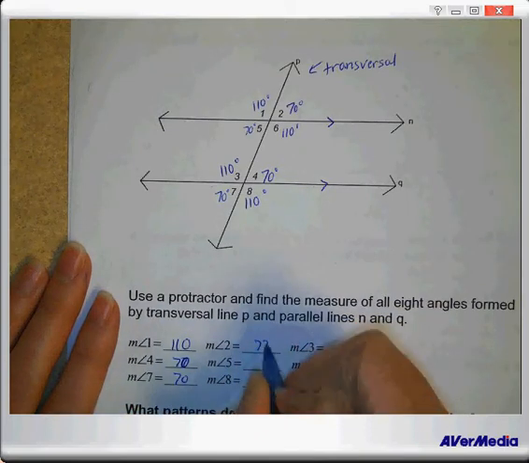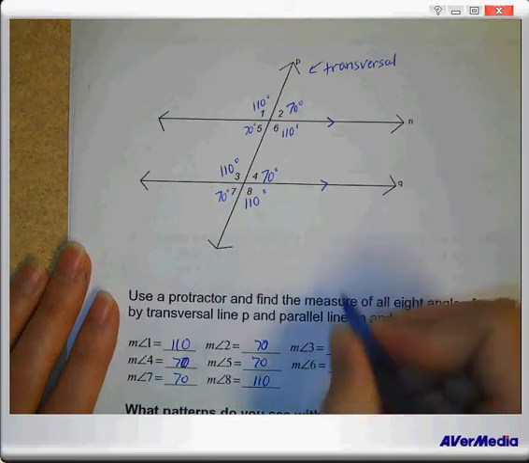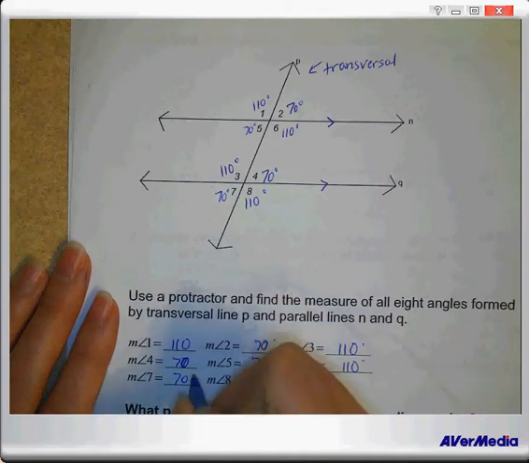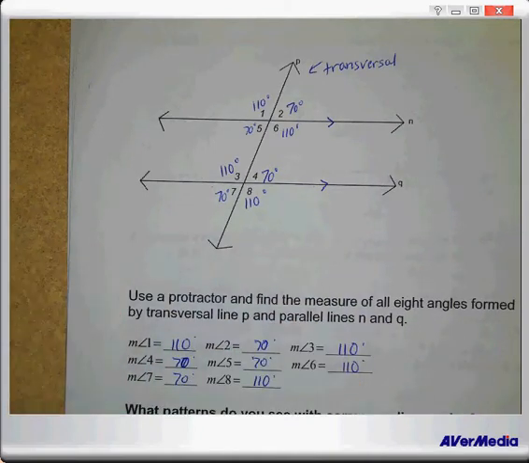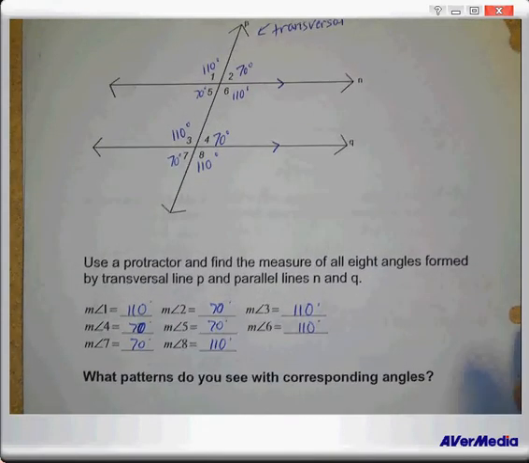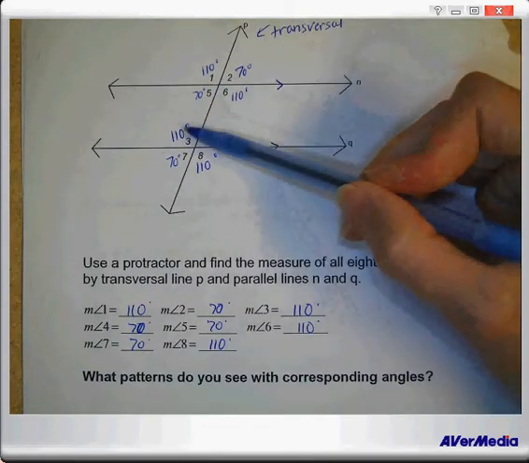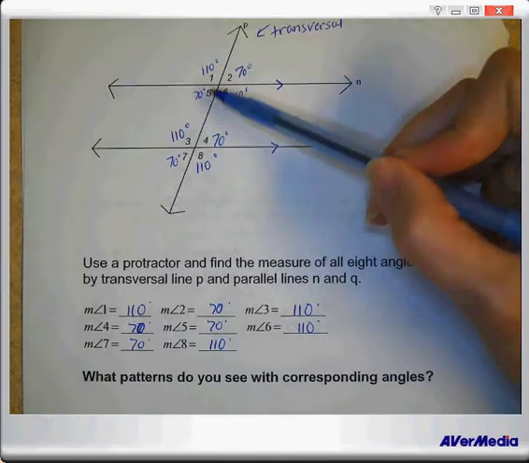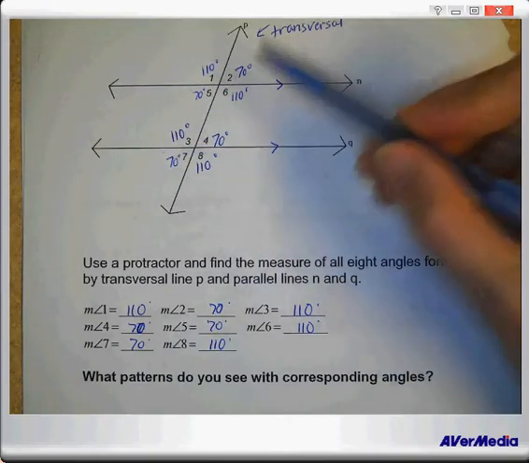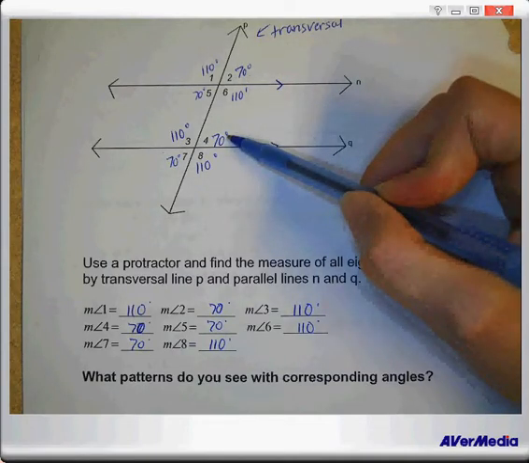So now what we notice is that there's a pattern. We only have 2 angle measurements. And then we look to see how they relate to the parallel lines. So let's look at corresponding angles. Remember, we have 4 pairs. 1 and 3 correspond, and they have the same measurement. 5 and 7 correspond, same measurement. 2 and 4 correspond, same measurement.